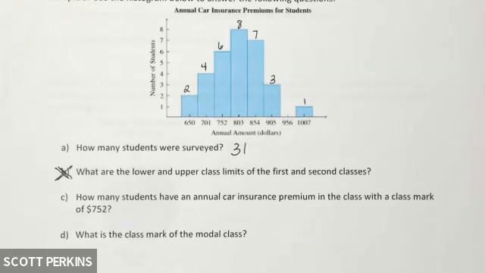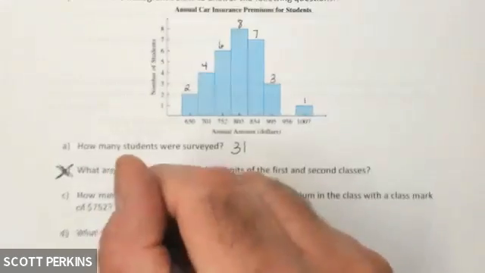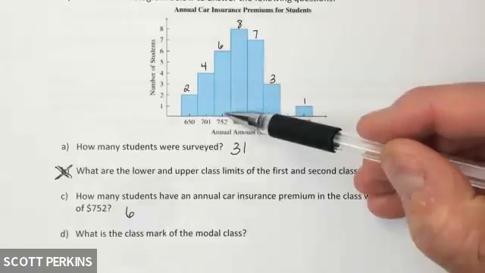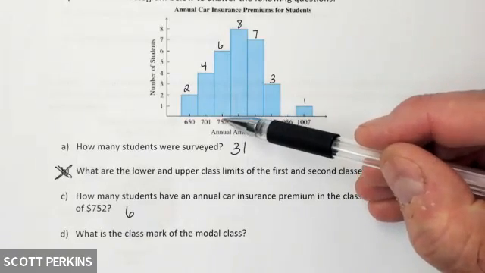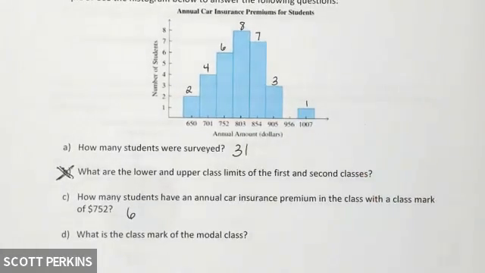And so how many students are in that class right there? 6, yes. Again, these problems are just about reading our graph. So here is the 752 class mark, and that bar has a height of 6. Last one is what is the class mark of the modal class?